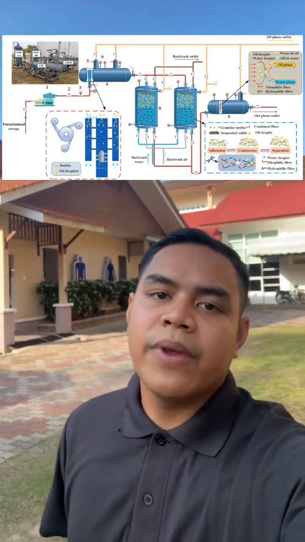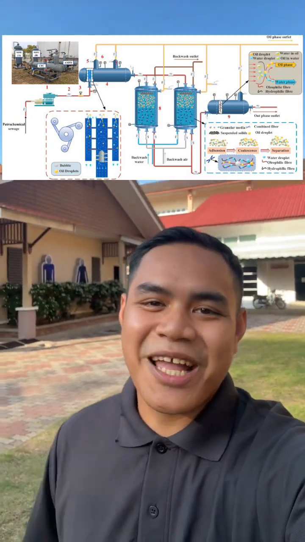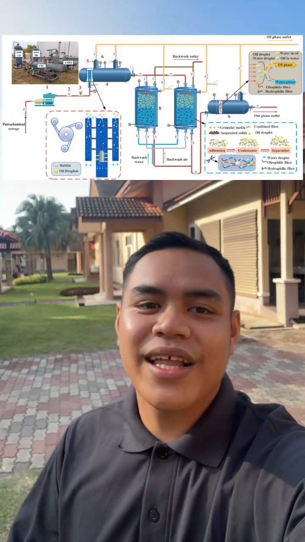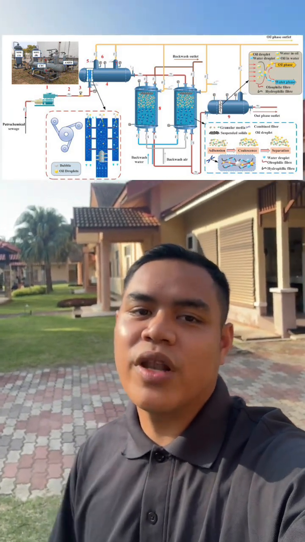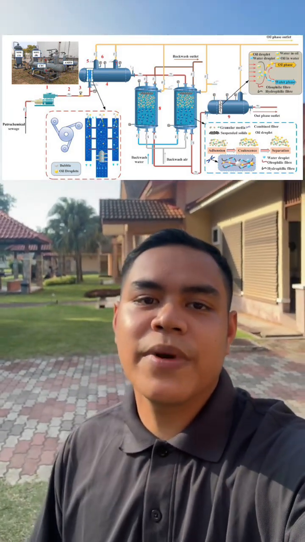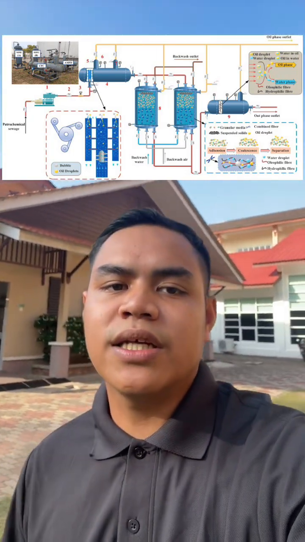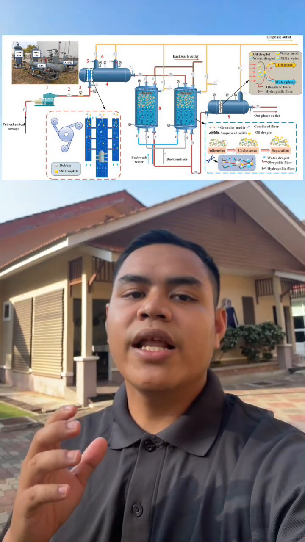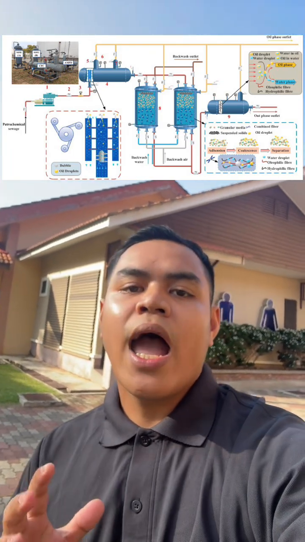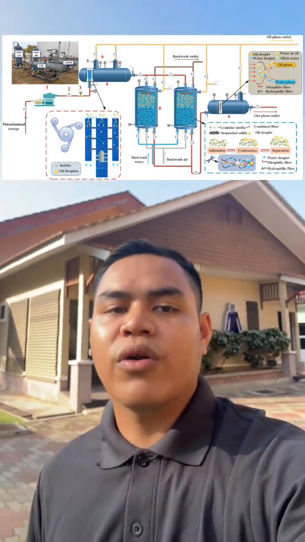Number 7 is chemical dosing and backwash. We add chemicals like coagulant and anti-scalant to prevent scaling and fouling. Regular backwashing keeps the membranes clean and efficient. Number 8 is cartridge filtration. This cartridge filter removes any leftover fine particles and protects the RO system from clogging.